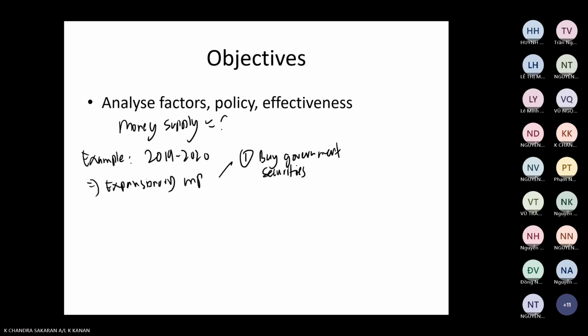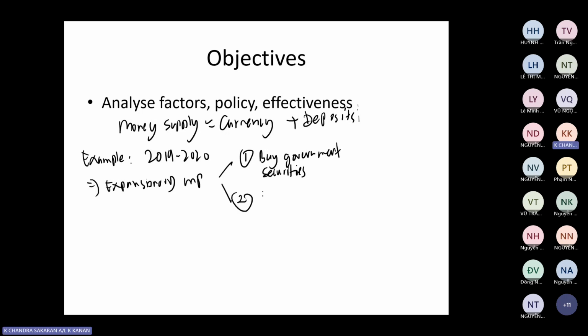One is currency, but two is the deposits. Okay. So when the central bank buys government securities from the public, the people will now get the cash, and the cash will go into the bank, and the deposit will be going up. So money supply increases.